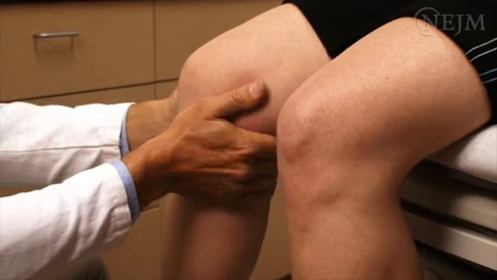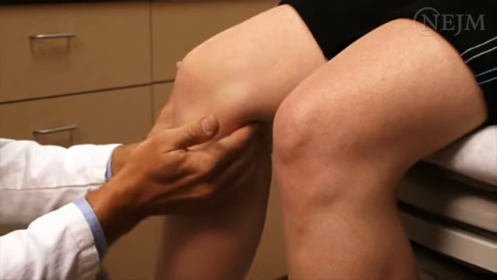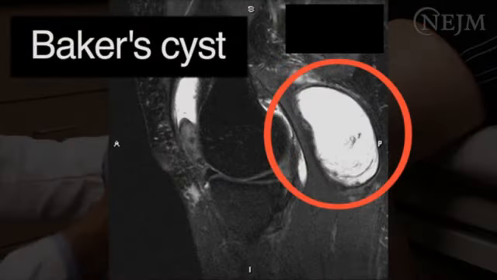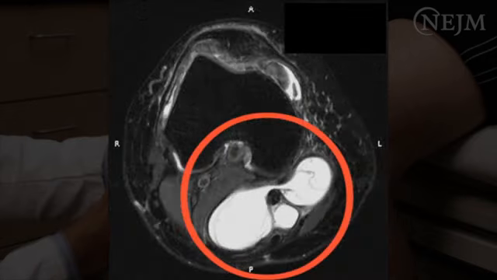Next, palpate the popliteal fossa. One might identify a fluid-filled mass in the popliteal fossa called a Baker's cyst, which often accompanies osteoarthritis. However, any mass should be evaluated with ultrasound, MRI, or biopsy.